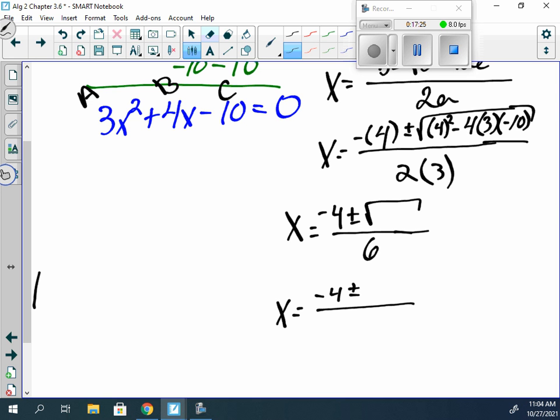Because 4 times 3 is negative 12. Negative 12 times negative 10 would be 120. Plus 16 would be 136. So it should be positive. I don't know where I got negative 104 from. That's fine. And then 2 square root of what?